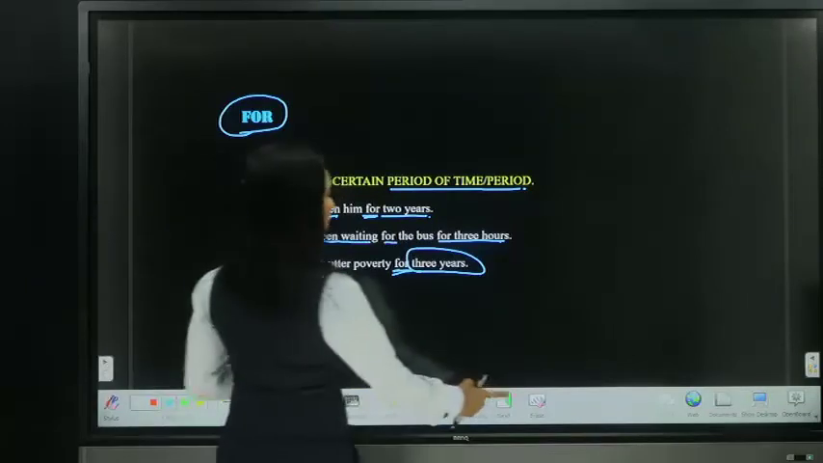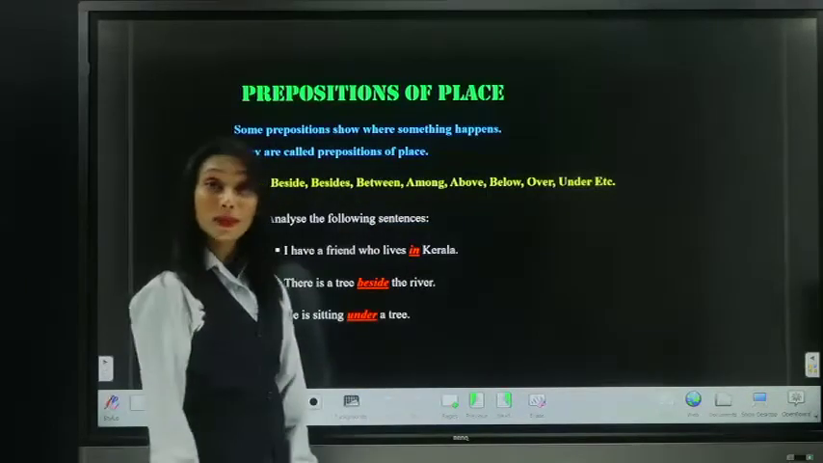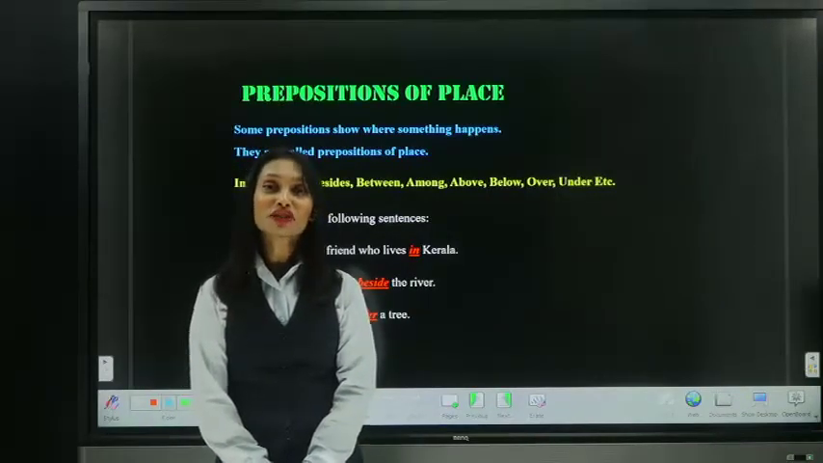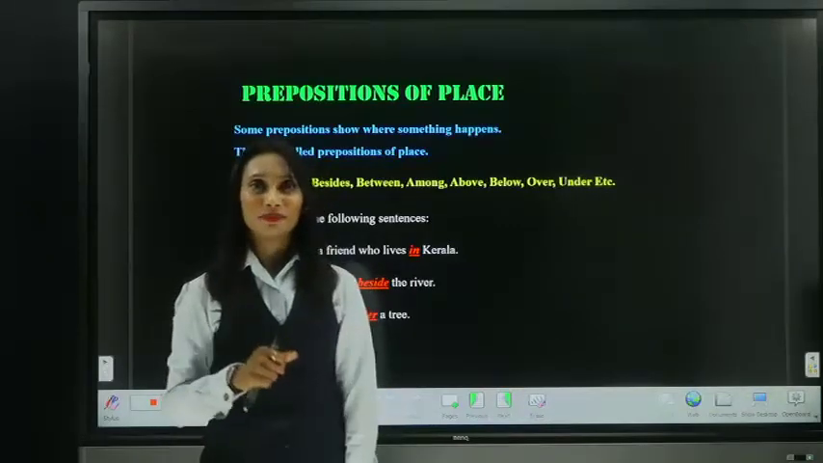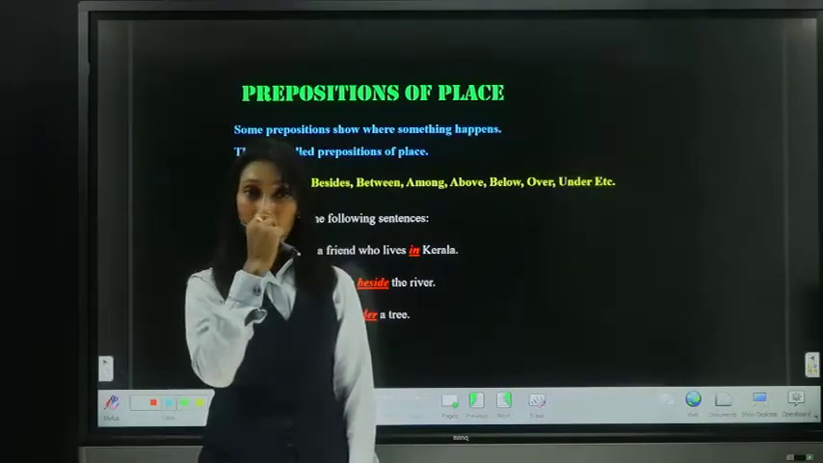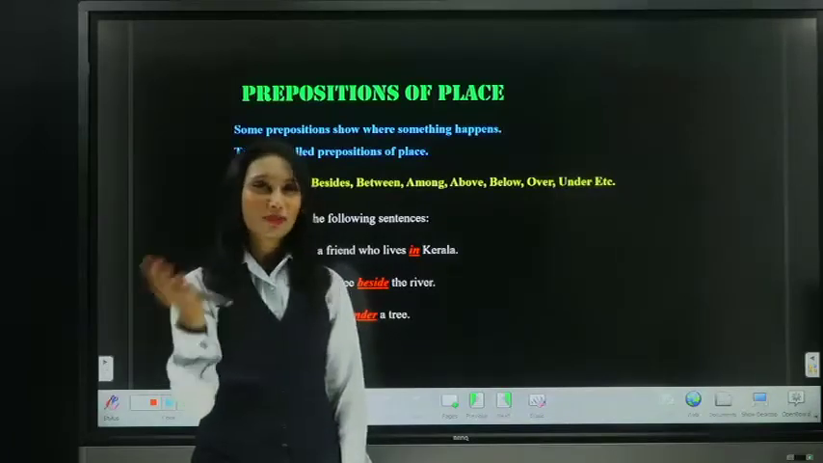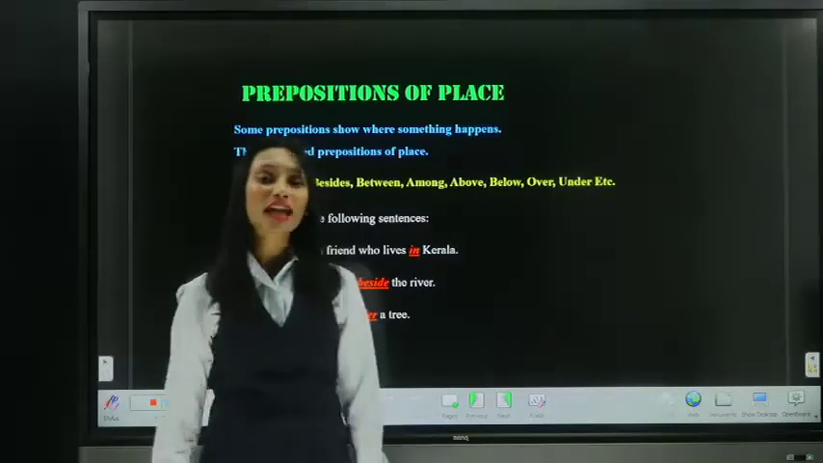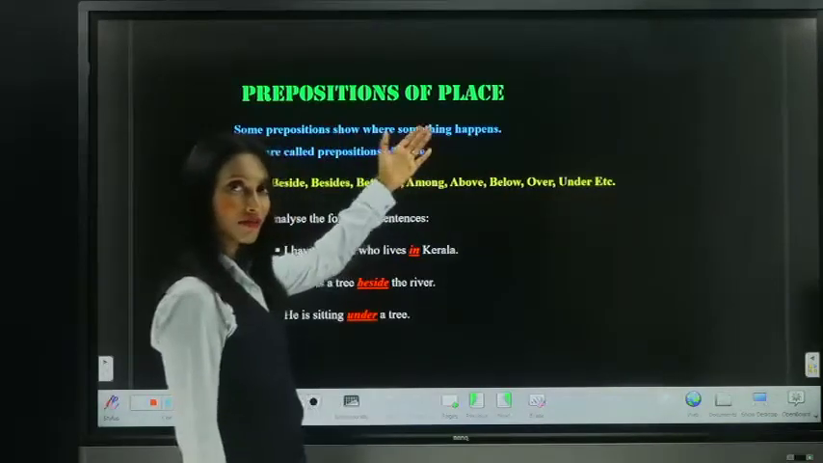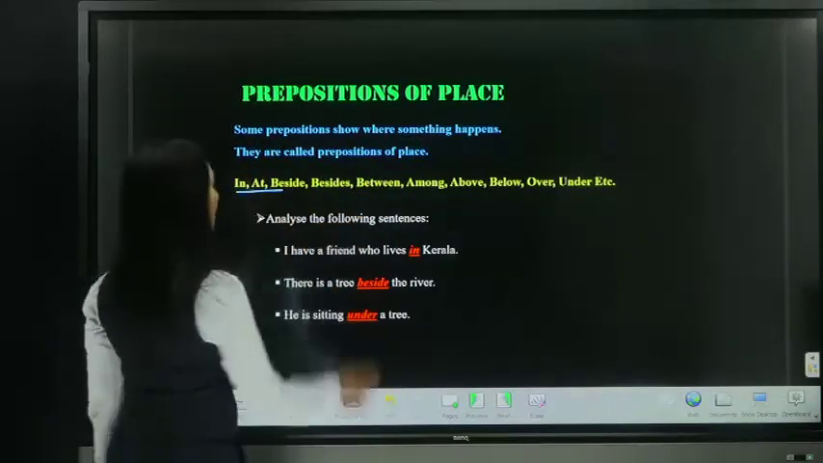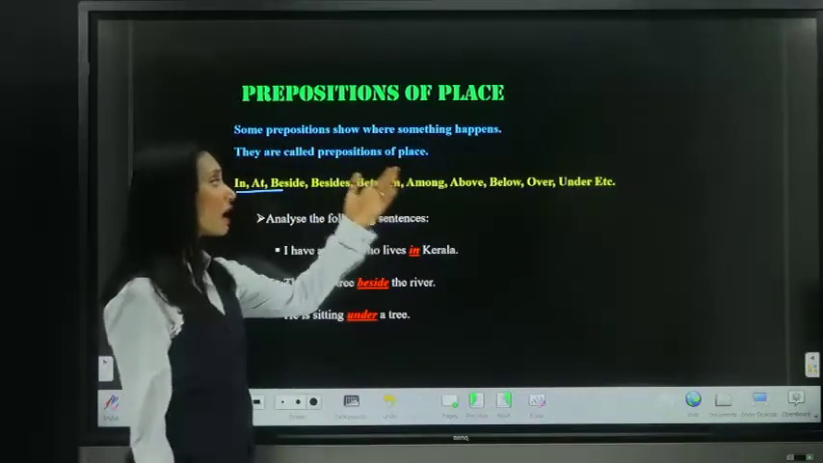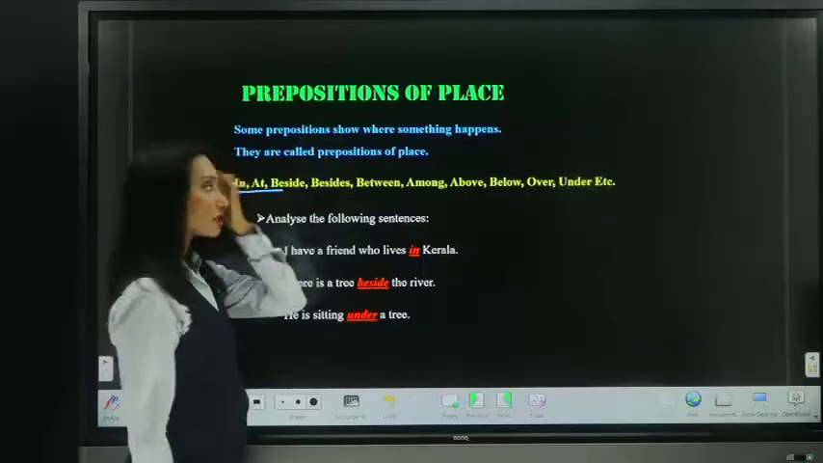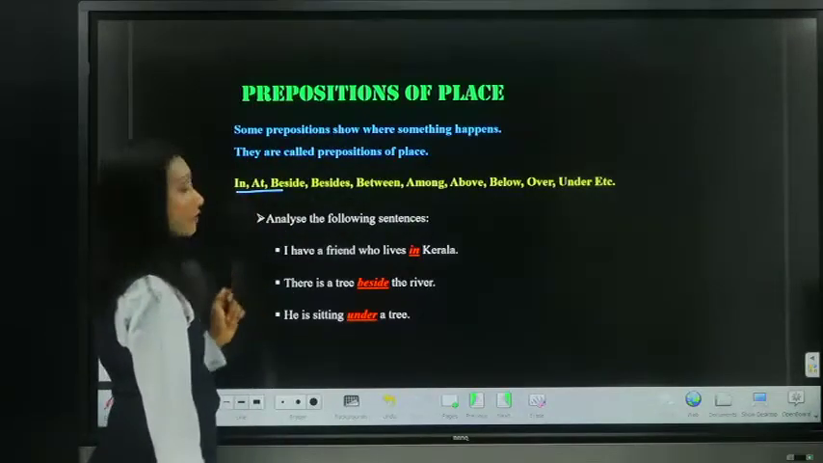Now let's move on to the next one, prepositions of place. What are prepositions of place? The prepositions which denote the place of an action, just as prepositions of time denote the time of an action. You can also take position. The prepositions which denote the place as well as the position of an action are prepositions of place. Prepositions like in, at, beside, besides, between, among, above, below, under, over, etc. are called prepositions of place when they denote the place of an action.